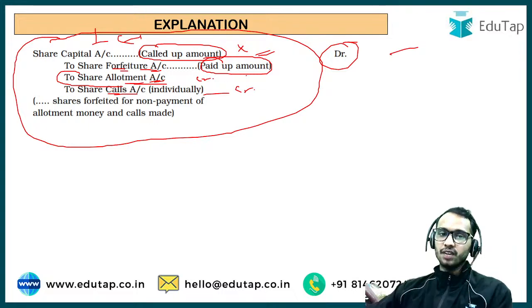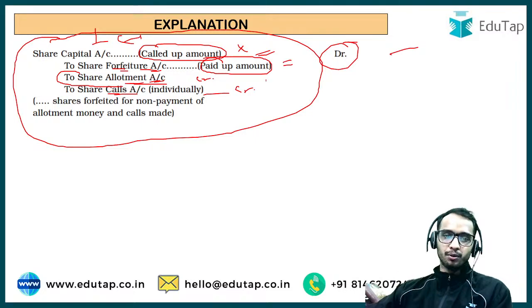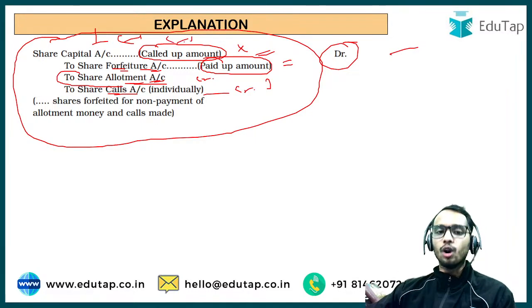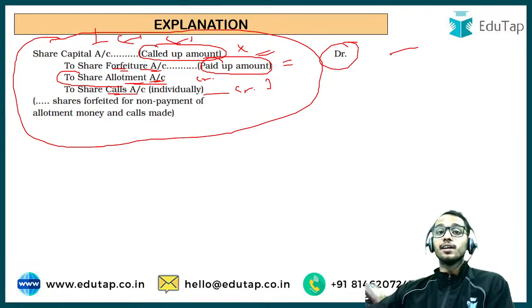Clear? So share forfeiture by the paid amount, share allotment and other calls by the unpaid amount, and share capital by the called up amount. Clear? This is very important. You need to understand this. This is very, very important. Let me tell you that.